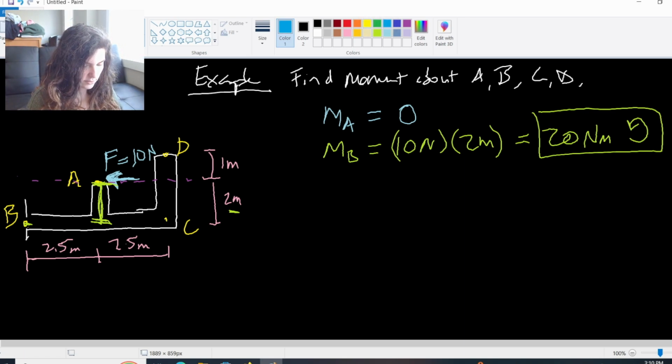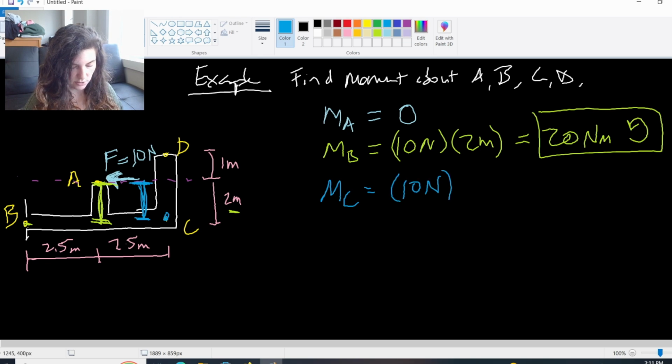How about point C? All right, point C is right here. And it is the perpendicular distance between the force and C. So it's the same distance actually, right? B and C are on the same line. They're both 2 meters away. So MC is going to be the same 10 newtons times 2 meters, 20 Newton meters.